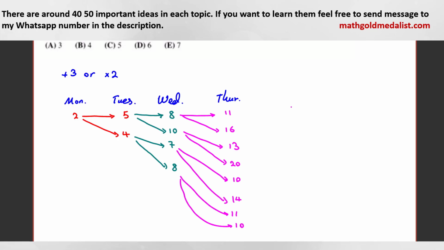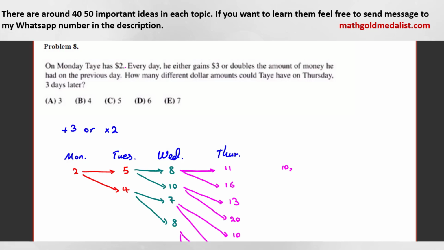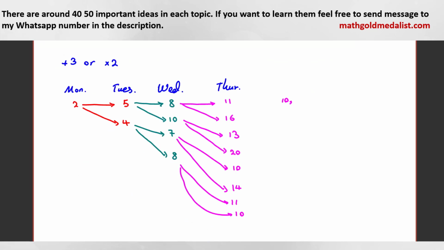Okay, so our numbers, let's sort them. 10, the problem wants what? It says how many different dollar amounts. So 10, we've considered 11, we've considered 13, 14, and 16, and 20.